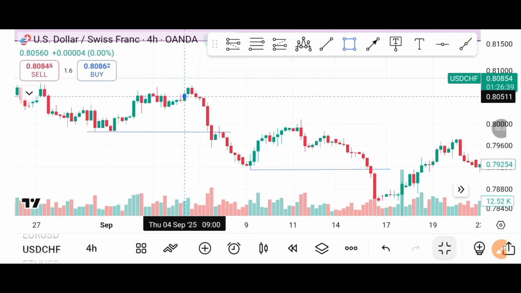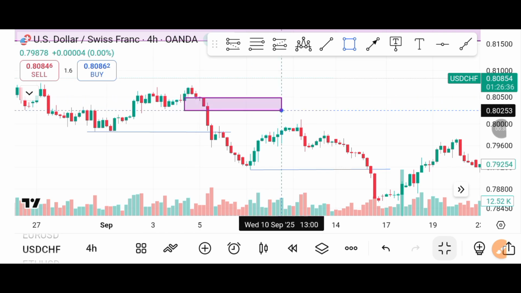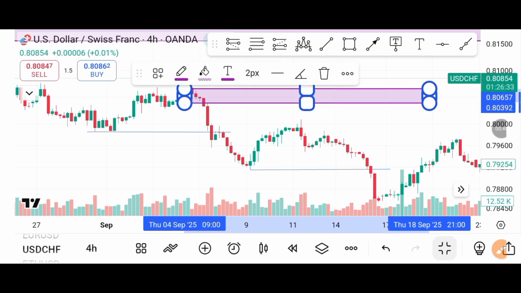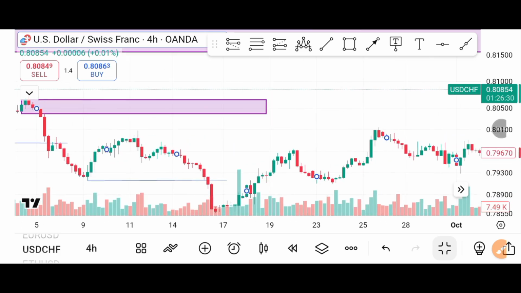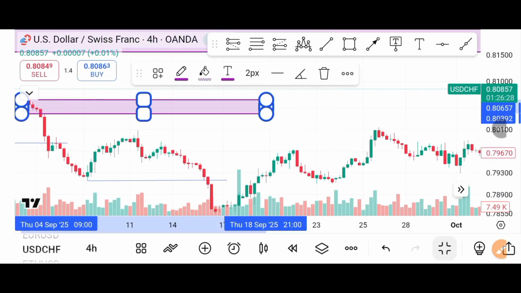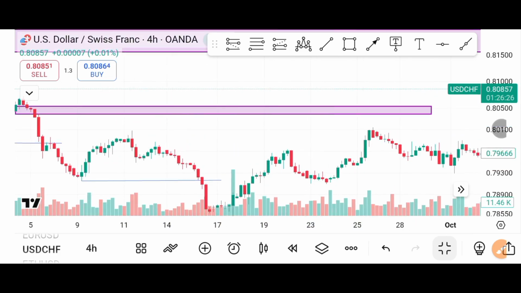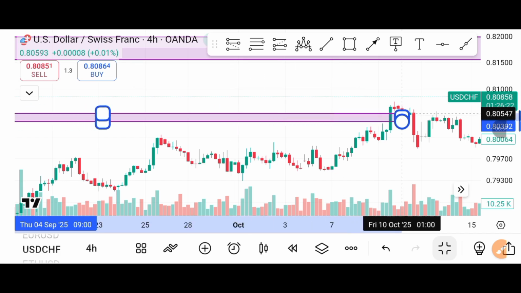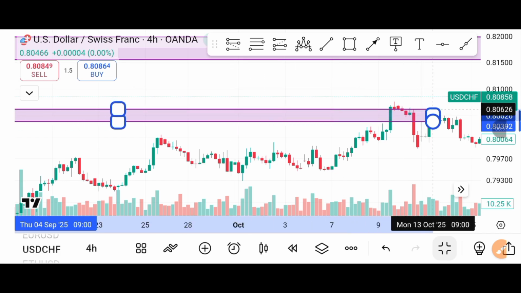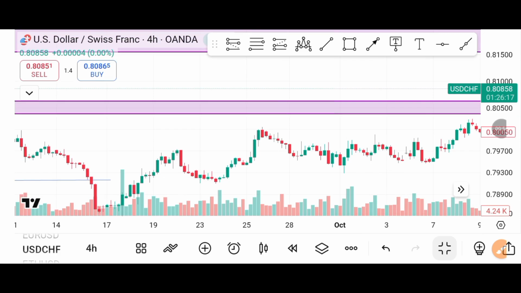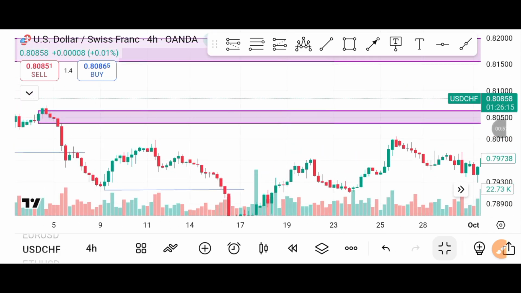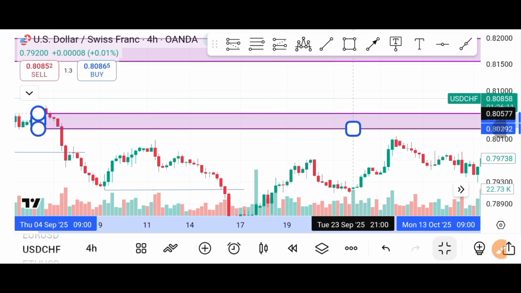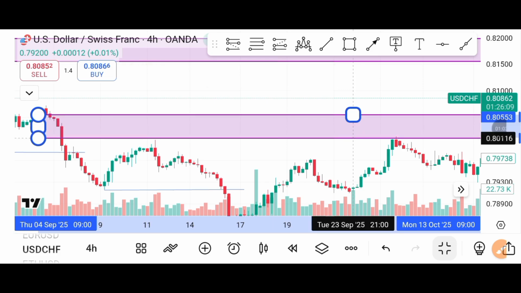Now, the most visible one I want to mark out and the most relevant one being this one. So we extend it to the relevant area that we feel price might react from or price is already reacting from. Now, this is the order block. All right, you can see this particular order block has been mitigated by price. It has been mitigated by price.